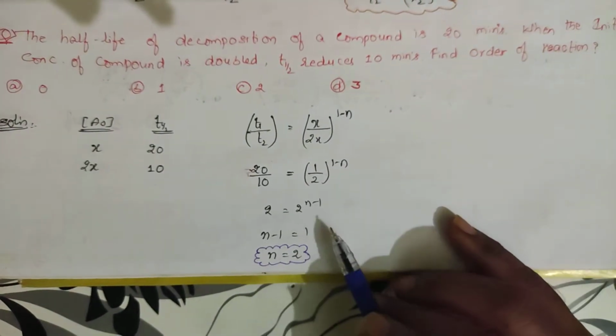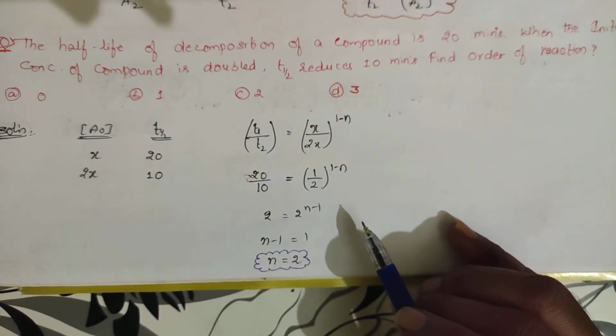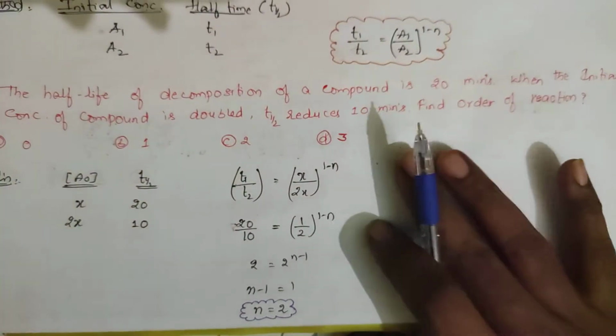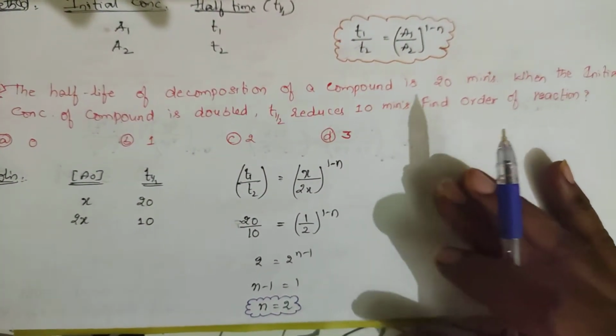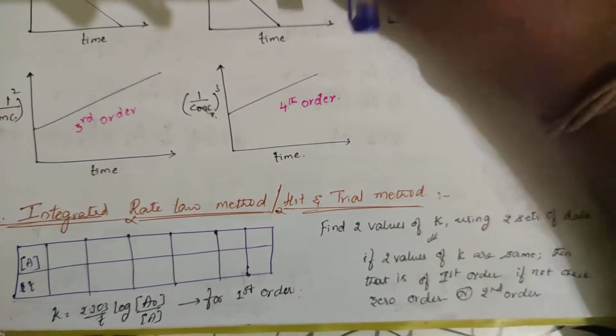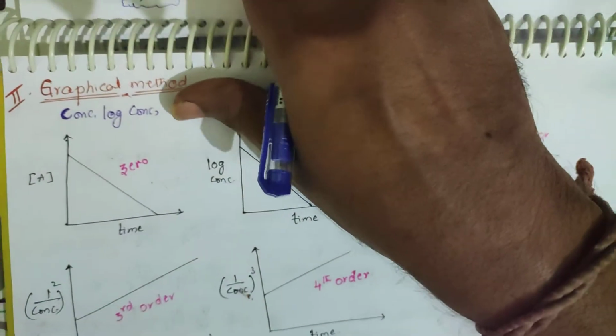So 2 will be equal to 2 power n minus 1. n minus 1 is equal to 1. n is equal to 2. Means this particular concentration term with respect to T half belongs to a second order reaction. Okay, this is one of the ways of finding this.